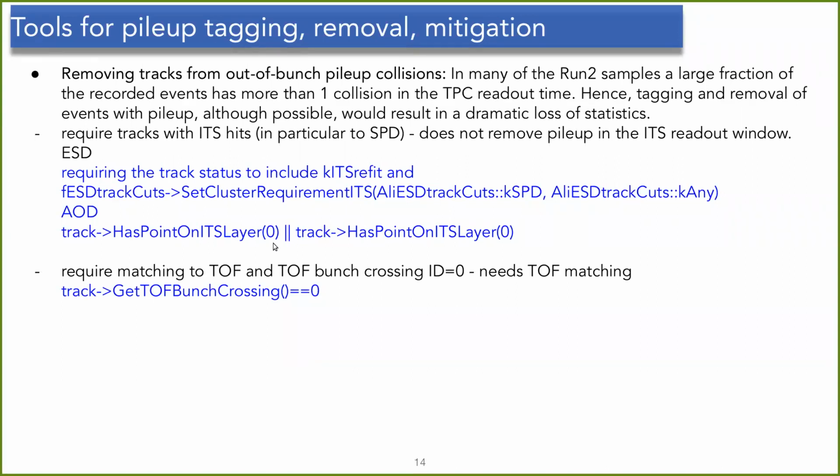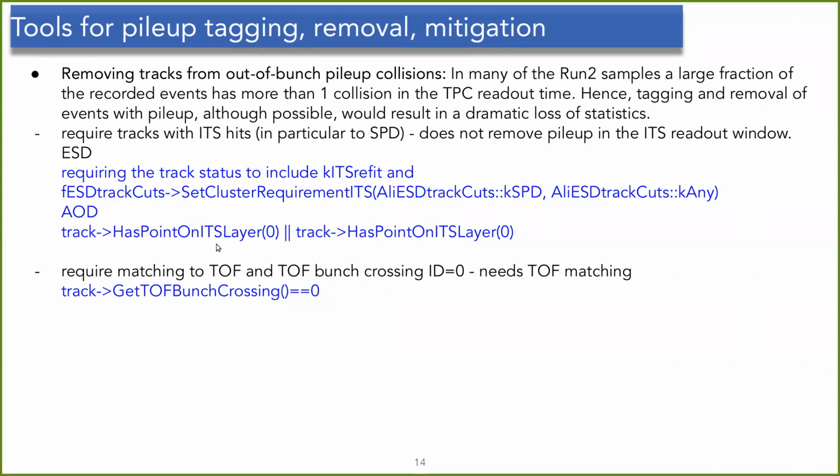Now you can also do it at the AOD level. If you are doing an analysis at the AOD level and you have the AOD track, you can just check whether the AOD track has any point in the ITS layer. You can put a condition like a hit in any one of the ITS layers, just by calling HasPointOnITSLayer.